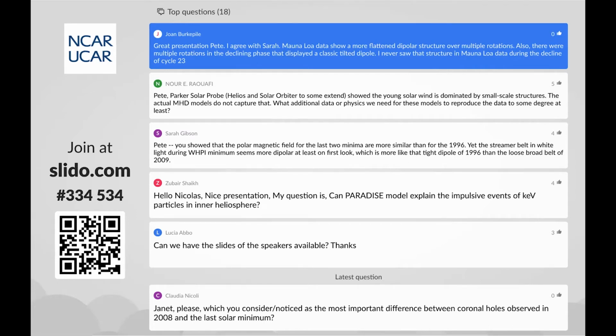I can't say I know what the cause of it is, but I do have a question. It was pointed out to me that in the minimum in around 2008, 2009, there was a fair amount of mixed polarity in the polar hole regions. Is that mixed polarity the same percentage as it was in the previous minimum? Does anybody know? Was there a significant amount of mixed polarity in the polar coronal holes?